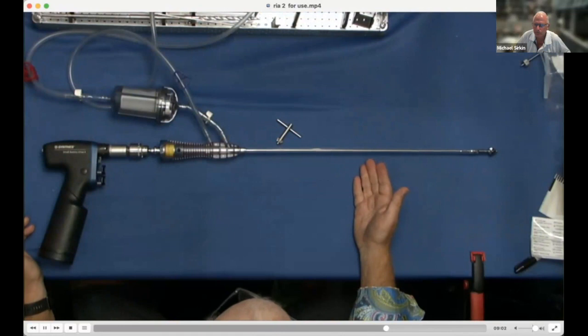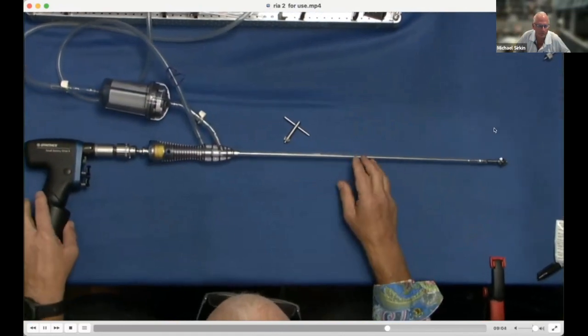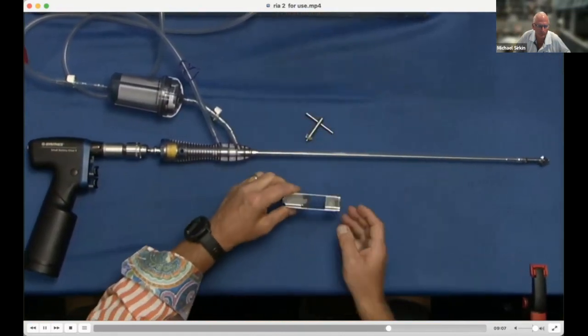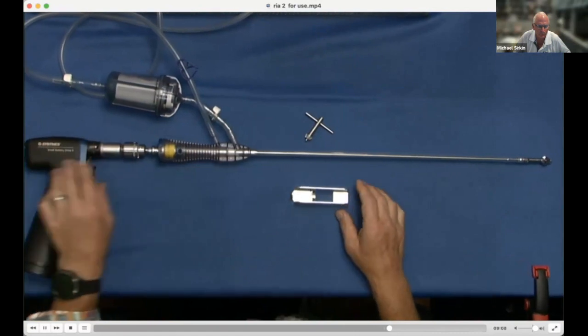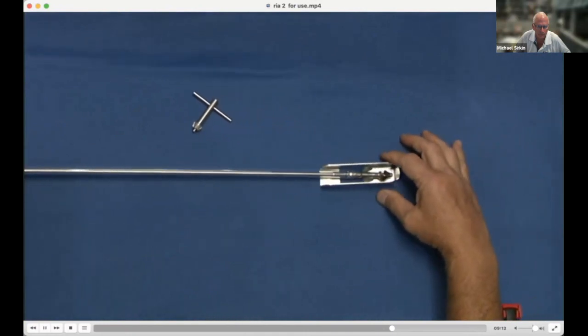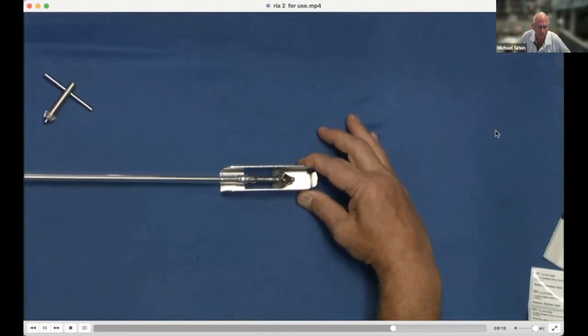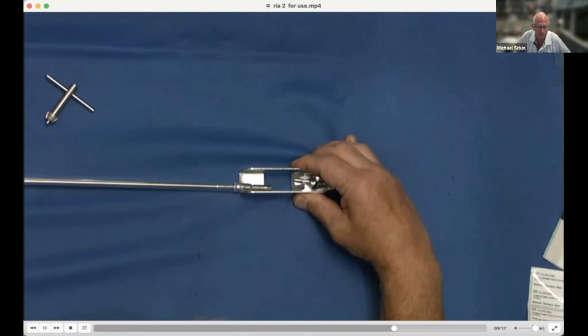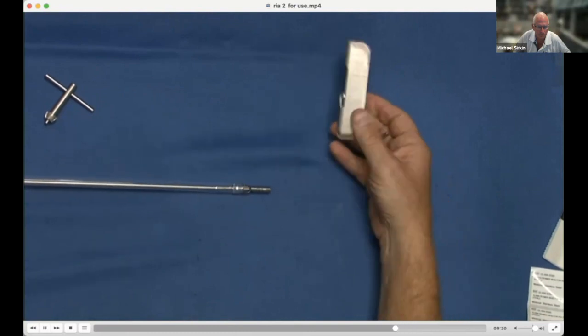Now we have to disassemble everything. So there is a tool here that can be used to take off your reamer tip by sliding it in and just pulling. And if you pull this off, it'll come off. And then you have your RIA tip.